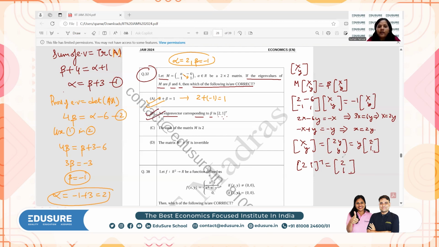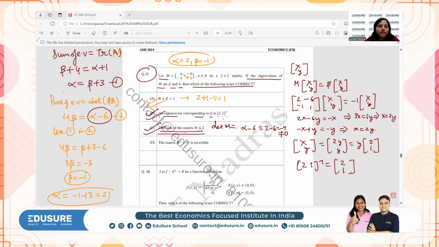The rank of the matrix M is 2. So let us look at the determinant of M. The determinant of M was alpha into 6, alpha minus 6. So what is alpha? 2 minus 6, which is minus 4, which is not equal to 0. So if a square matrix has a non-zero determinant, its rank is equal to the order of the matrix. So the rank of the matrix is indeed 2 because the determinant is coming out to be non-zero. Option number C is also correct.